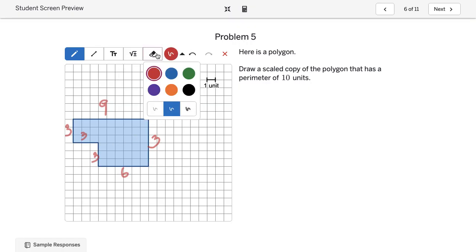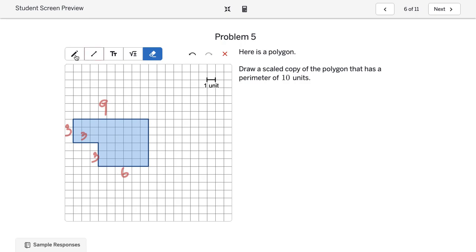Where's the eraser? This is a 6. So currently, if you were to take your dog around this shape, the perimeter would be 30. They want us to draw a scaled copy of this, so it has to be the same shape. But in the new shape, if I were to take my dog for a walk around the shape, the perimeter should be 10.